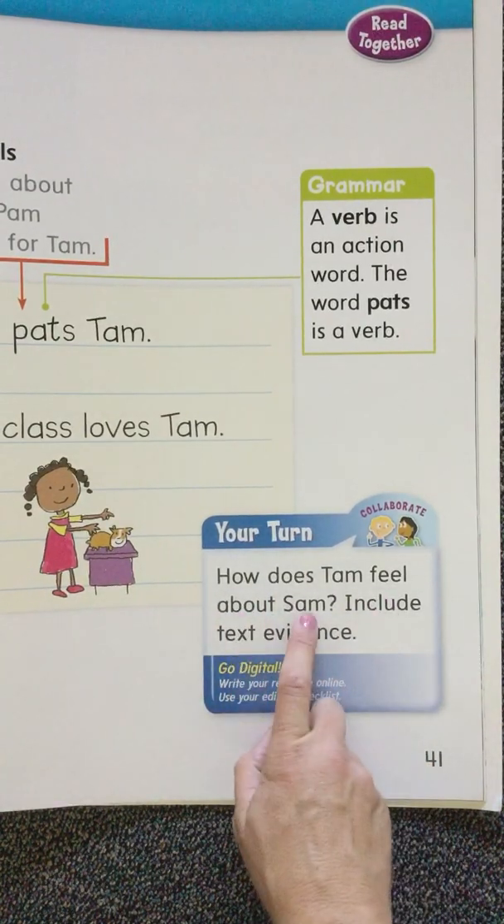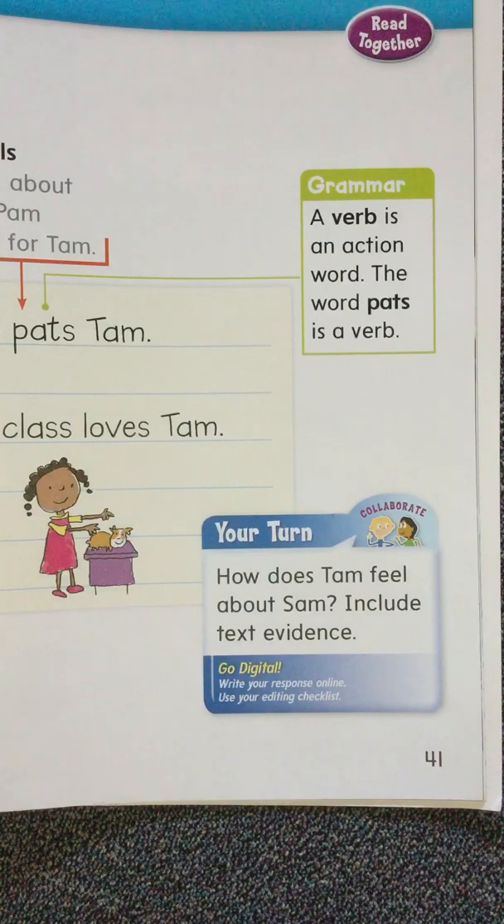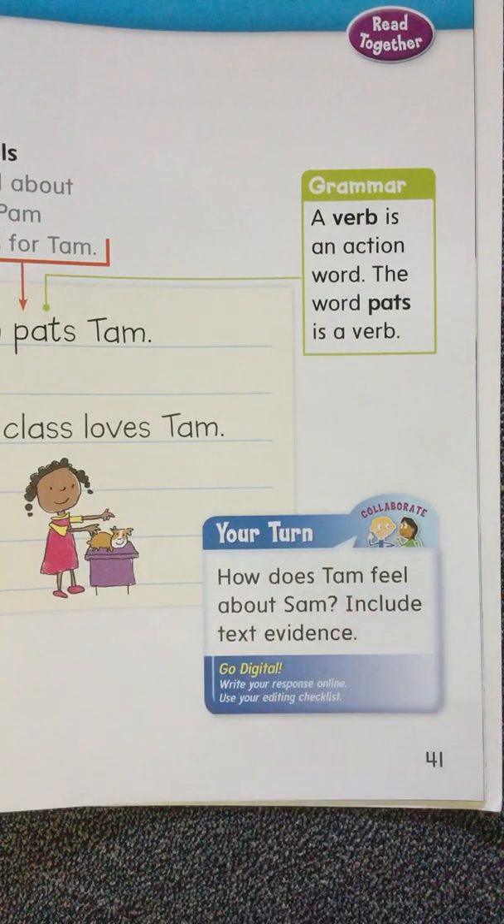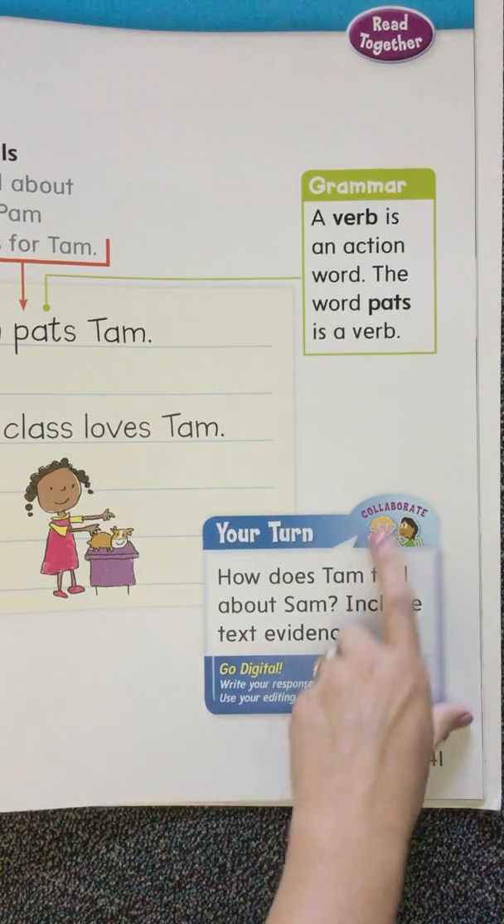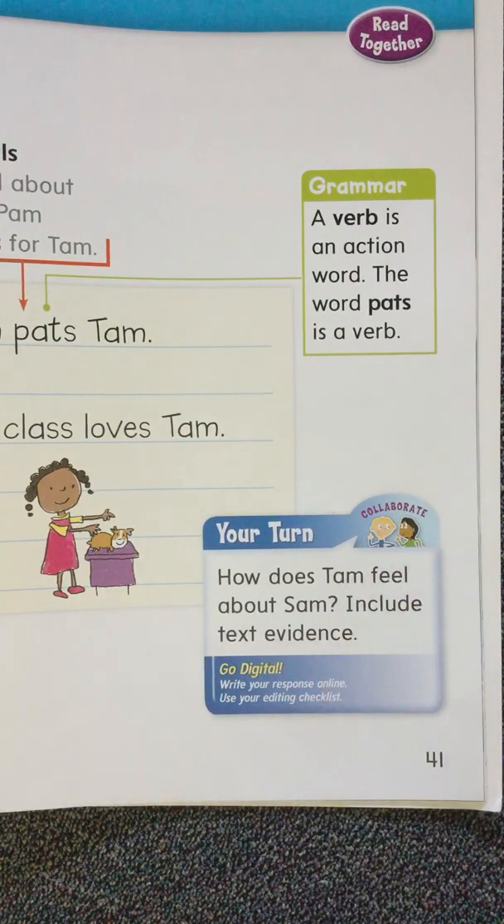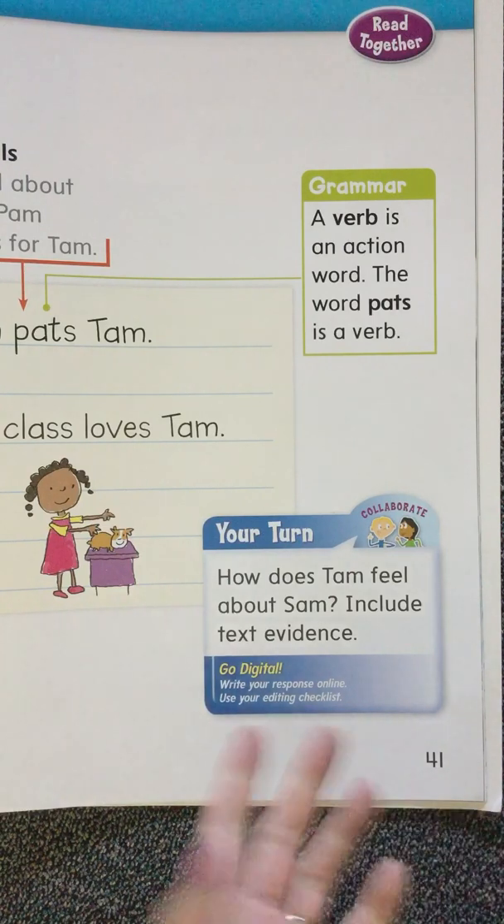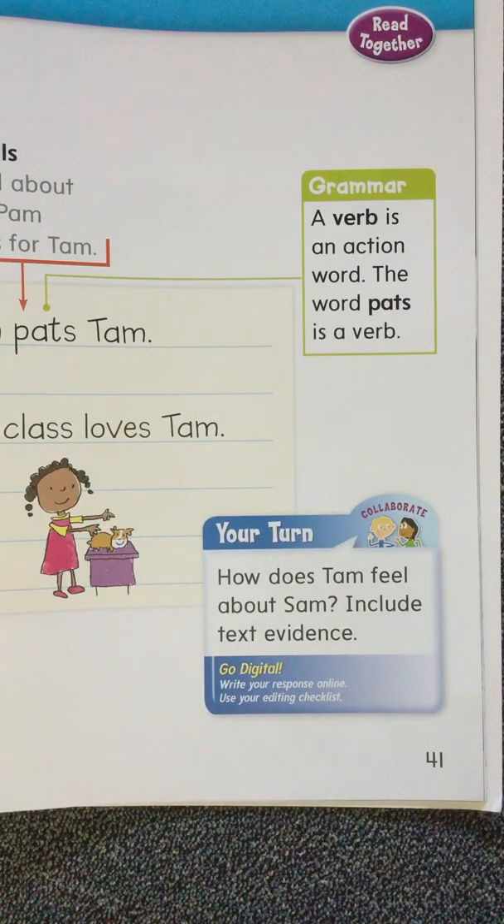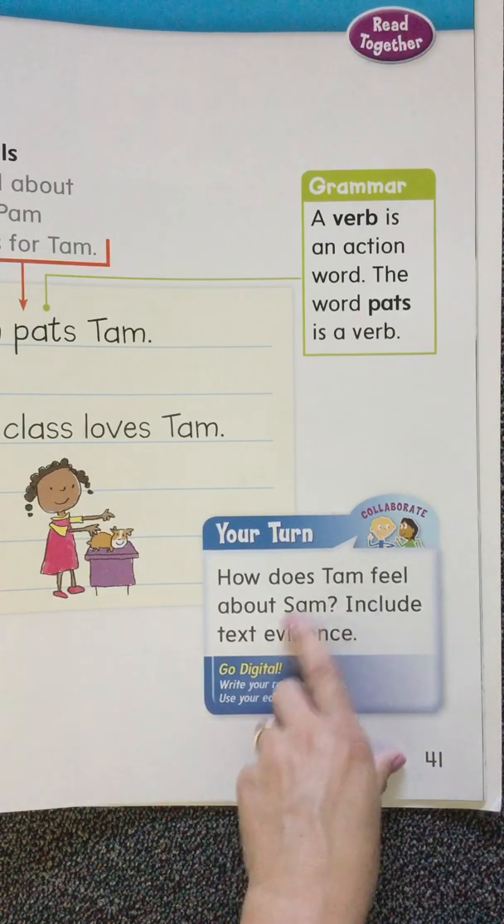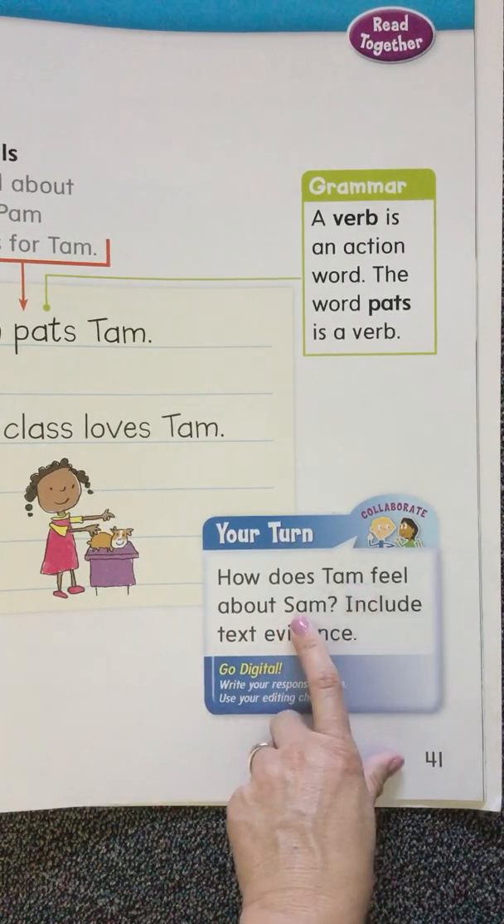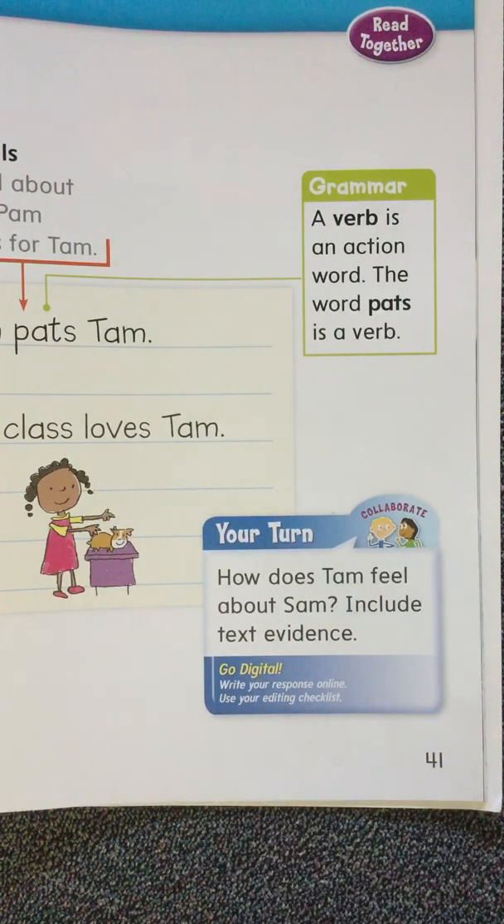How does Tam feel about Sam? Include text evidence. Okay, so this says collaborate. That means you need to talk to somebody about it. You don't do it by yourself. You need to talk to somebody about how Tam feels about Sam. So you're going to go back to the story and look at it, and then you want to talk about it, and then draw a picture of Sam and Tam in your fall journal and write a sentence about how Tam feels about Sam. So how does Tam feel about Sam? And how do you know? What shows you that in the picture? Happy reading and writing, my friends.